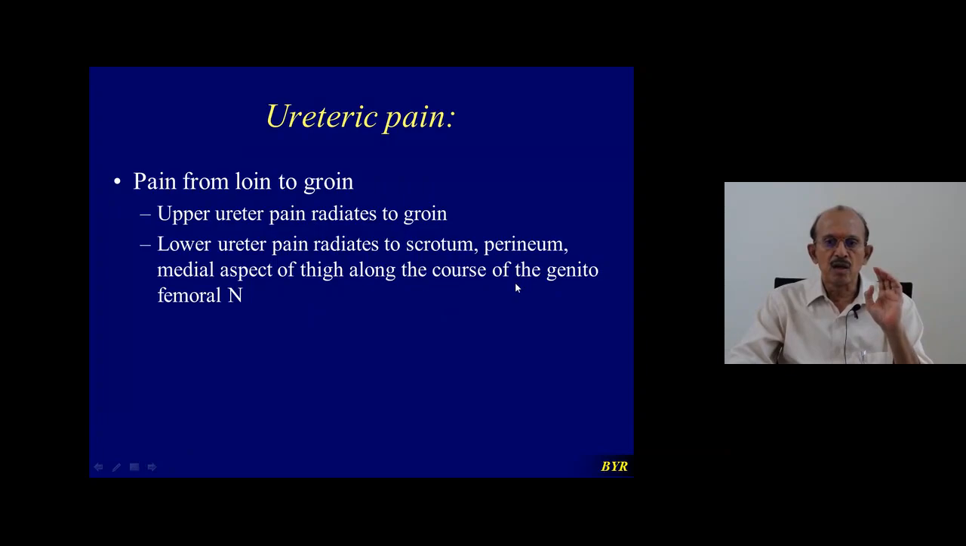So genitofemoral nerve divides into genital branch and femoral branch. The genital branch supplies the cremaster muscle, and then it supplies the scrotum. The femoral branch goes into the thigh and supplies the upper part of the medial side of the thigh. So whenever the ureter is spastic, then pain will be felt along the course of the genitofemoral nerve, that is from the loin to groin, and the pain will be radiating to the scrotum as well as to the medial side of the upper part of the thigh.